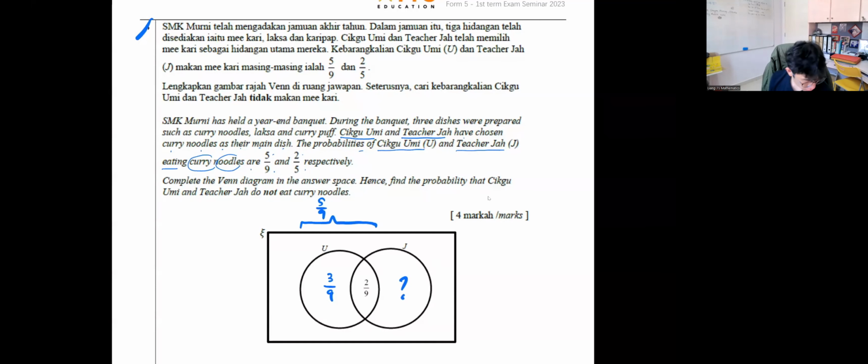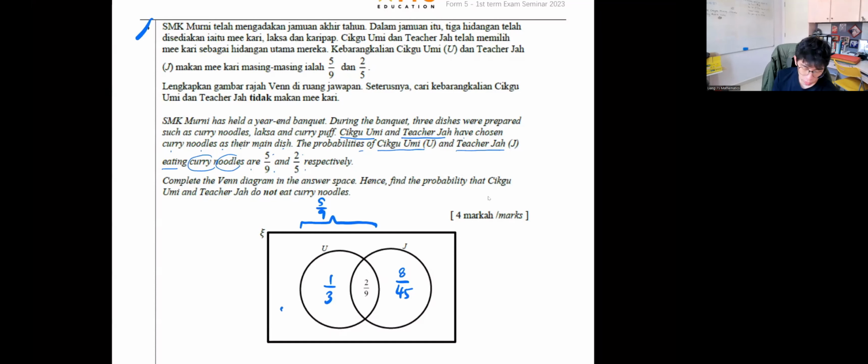Yes, that will be 8/45. Why? Because Cikgu Ja is 2/5, so the whole 2/5, you minus 2/9, then you will get 8/45. Lakshini, you can just simplify to 1/3 if you want. Students, you can actually make it 1/3, it's just that I read it instantly. Okay, then after that, next.